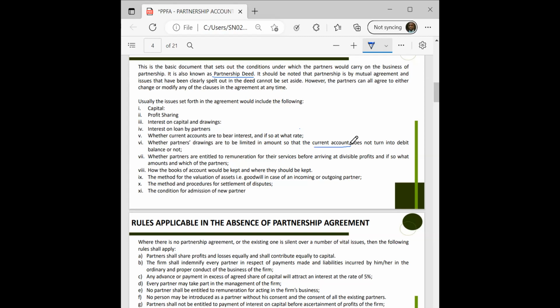Don't worry about current account. We'll look at it very, very soon. The different types of accounts that you see in the partnership account. Then whether partners are entitled to remuneration.